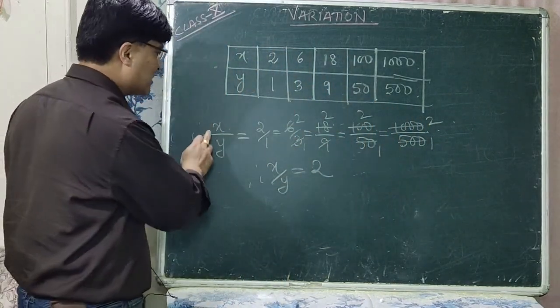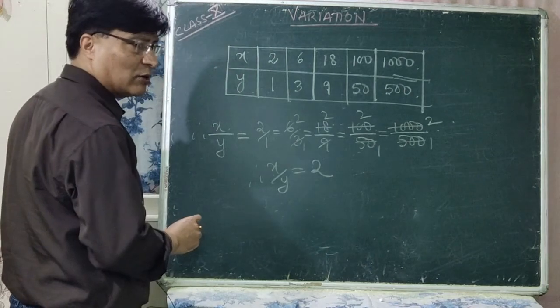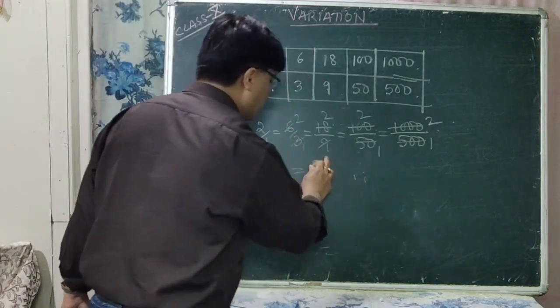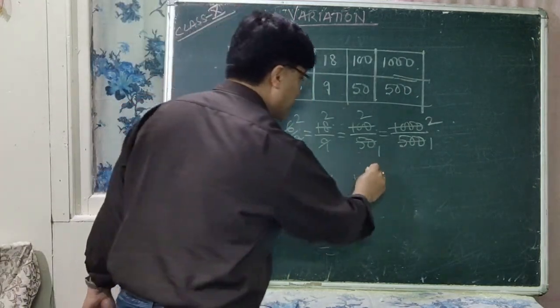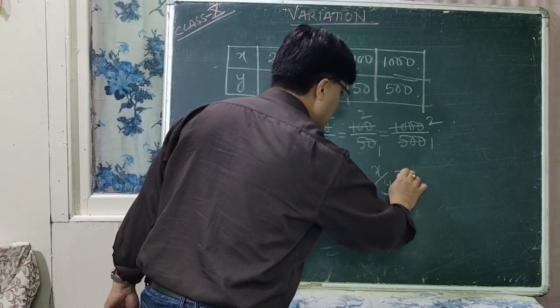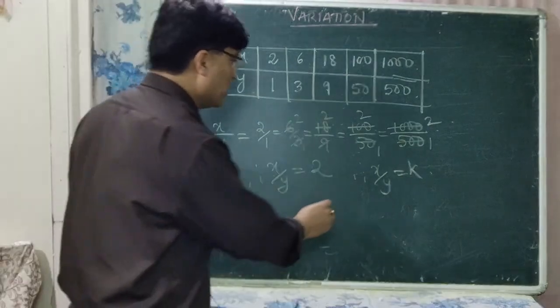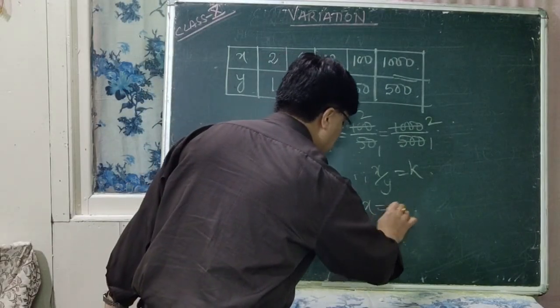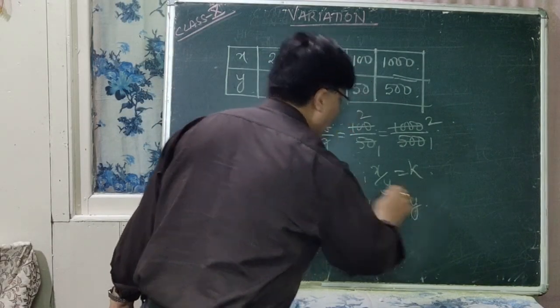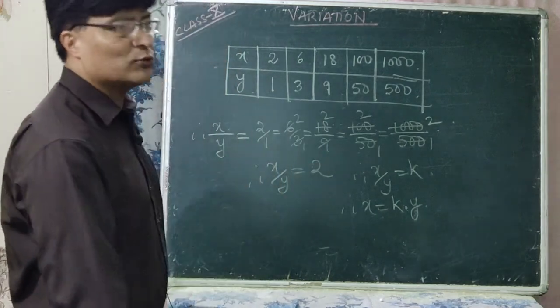That means x and y is a constant out here. That is, instead of 2 we can write down k. So x upon y is equal to k constant. Is that clear? So therefore x is equal to k into y. So x and y are the two variables.